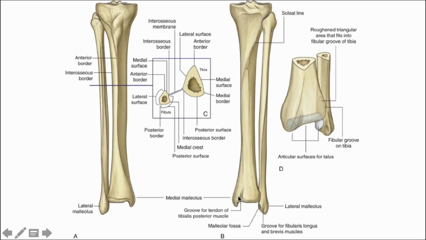The lateral surface of the distal end of the tibia is accompanied by a deep triangular notch, or the fibular notch, to which the distal head of the fibula is anchored. So you can't see it here because the fibula is in place, but that's where the notch is, right there, where the fibula fits on there.